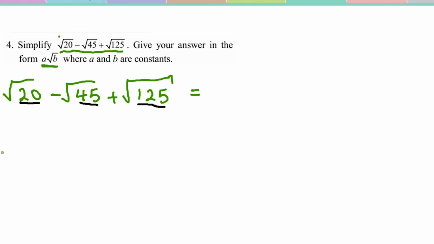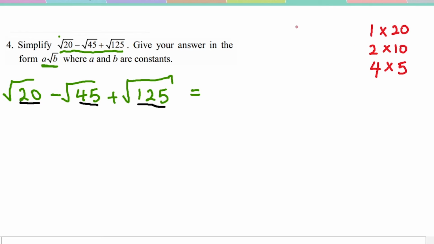Let's do, for example, let's look at 20. Let's analyze the factors of 20. I'm doing some side work here. So the factors of 20, we have 1 times 20, we have 2 times 10, we have 3, it's not there, we have 4 times 5. Yeah, so that's the factors of 20.